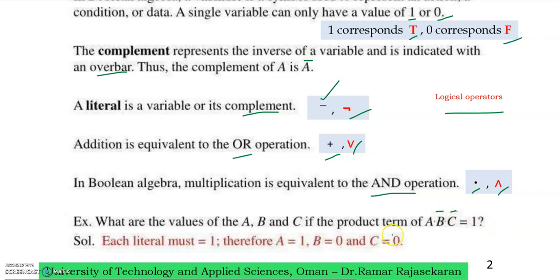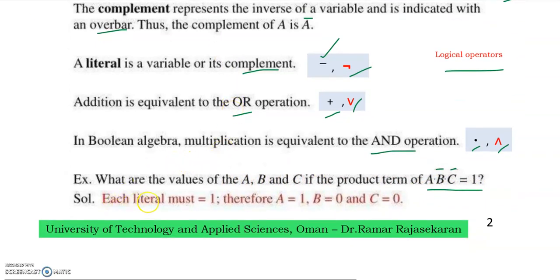Now we have to find what are the values of A, B and C if this condition is true, if this product is true. Each literal, or we can say each variable, must be 1. Then only the product will be 1. So B complement must be 1. Therefore, B is equal to 0 because B complement is 1. Now C complement should be 1, so definitely C is 0. So what is A? A must be 1. Then only we can get A dot B complement dot C complement equal to 1.